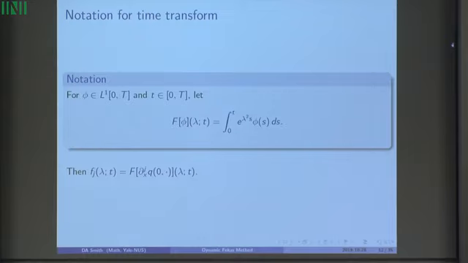So we need a little bit of notation now for this time transform. I've been talking about f0 and f1 as time transforms of the Dirichlet and Neumann boundary values, respectively. Well, I'm going to be applying it to some other functions, so I'm going to call this transform capital F. So capital F is just the time transform if you put the boundary values in there.